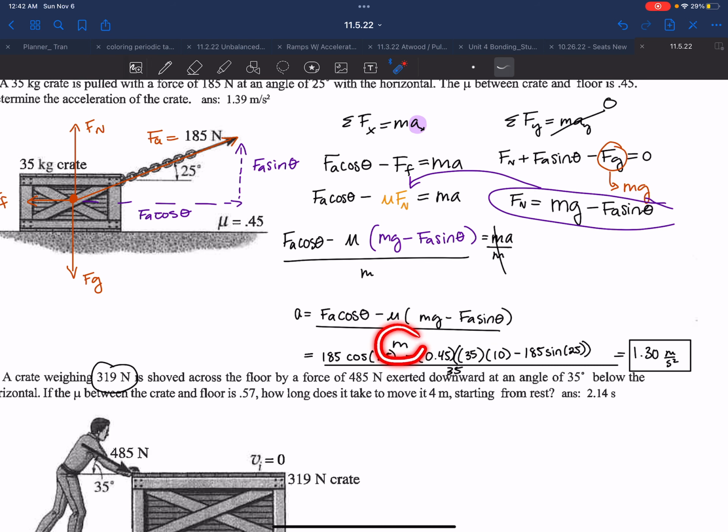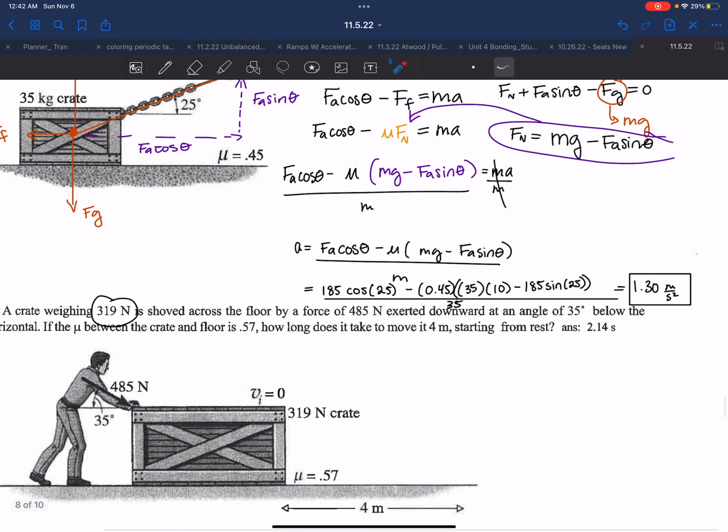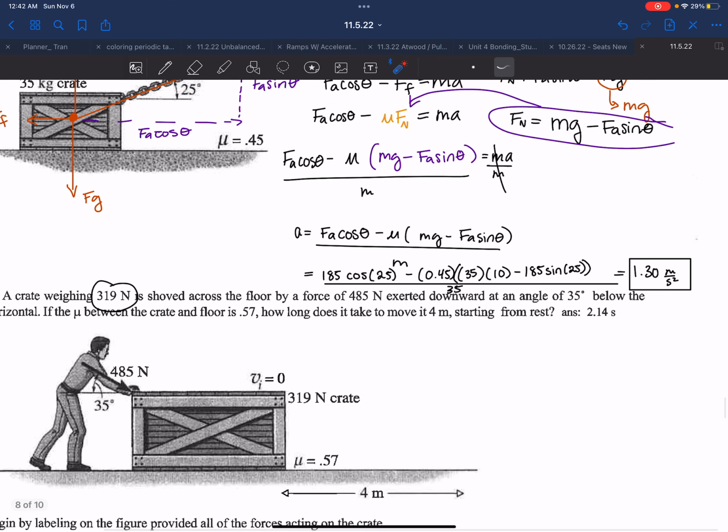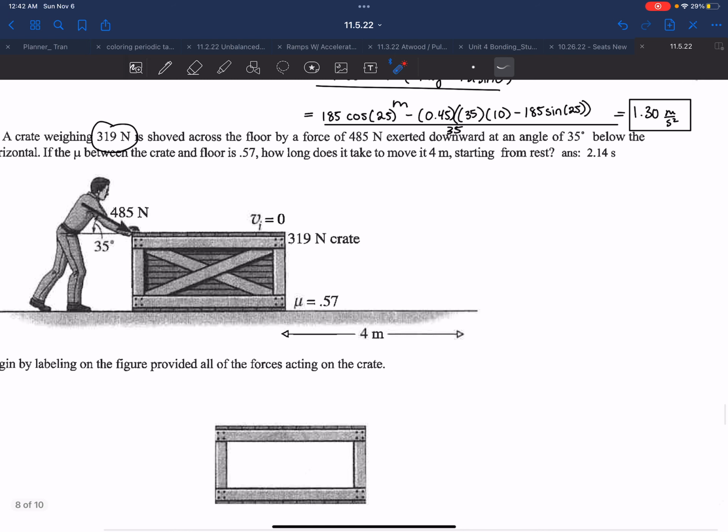So the main thing is that mass is mainly on the bottom. It's kind of taken over the bottom. So if mass increases, then acceleration will decrease. Let's go on to the next one.